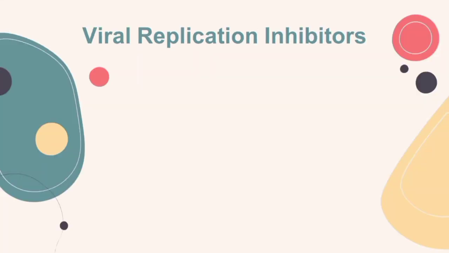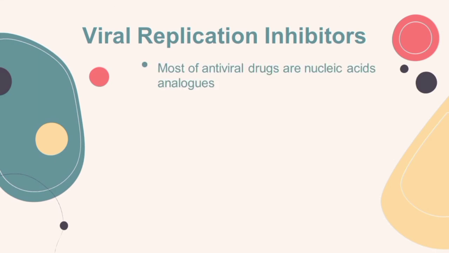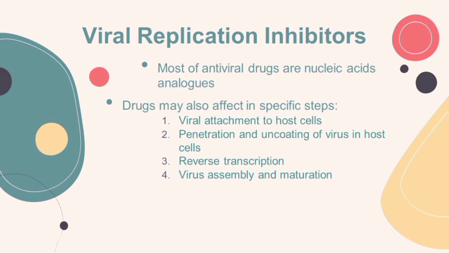Viral replication inhibitors are developed primarily to prevent the formation of new viruses. Most antiviral drugs are nucleic acid analogs, or structurally similar to naturally occurring DNA and RNA. Thus, they interfere with the regulation and the viral nucleic acid synthesis of either DNA or RNA. This prevents the initial process of viral replication. Drugs may also affect specific steps, such as viral attachment to the host cells, penetration and uncoating of the virus in host cells, reverse transcription, and virus assembly and maturation.